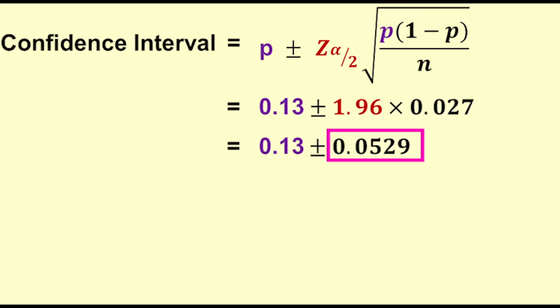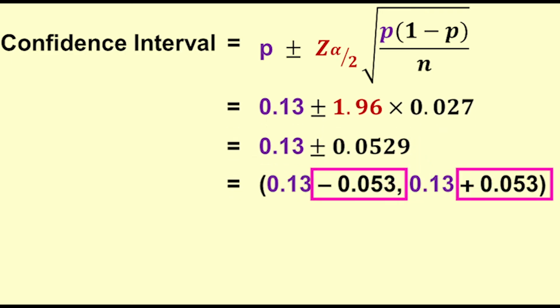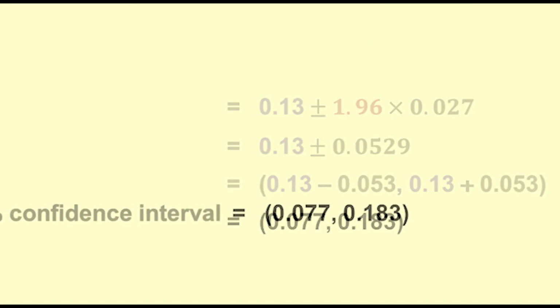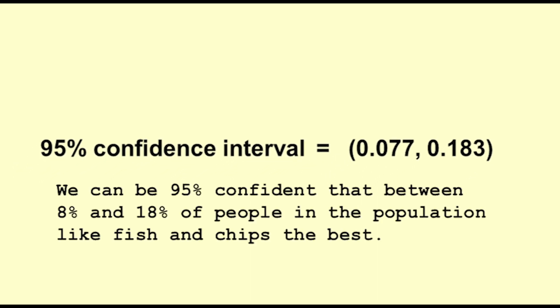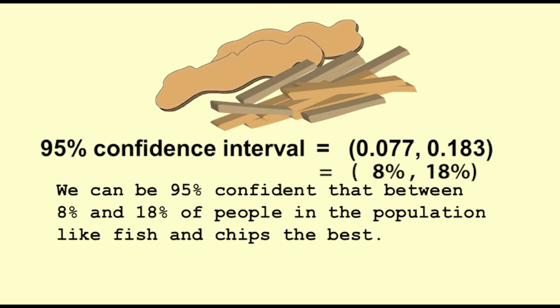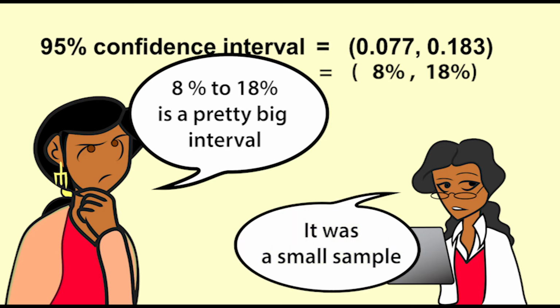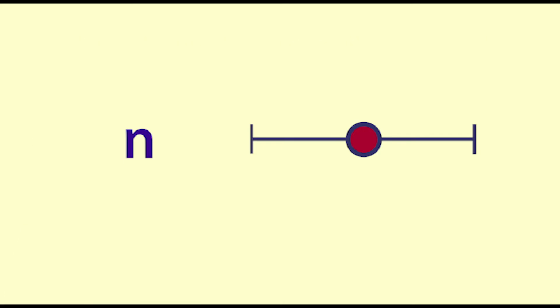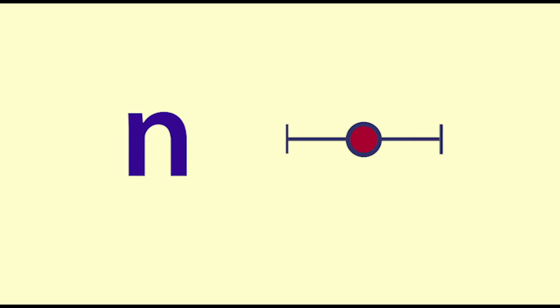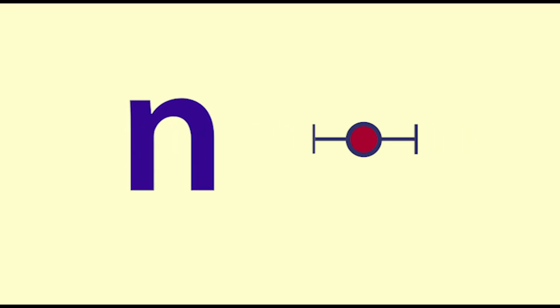This margin of error is added to and subtracted from the sample proportion to get a confidence interval of 0.077 to 0.183. We can be 95% confident that between 8% and 18% of people in the population like fish and chips the best. This is a pretty big interval, but that is because we had quite a small sample. When samples are bigger, the width of the confidence interval reduces.